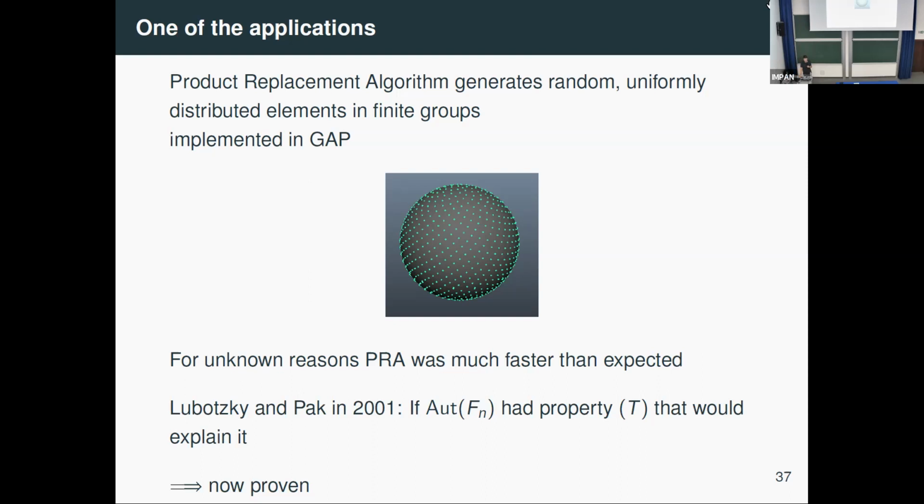And the reason is that they noticed that the algorithm, the way that it works, is actually implemented by a random walk of Out(Fn) on a finite group. So if you have property T, there is a uniform estimate on how these random walks converge to the uniform distribution. And this is what they proved. And so one of the consequences of property T for Out(Fn) is that now this is explained. This explanation actually holds.